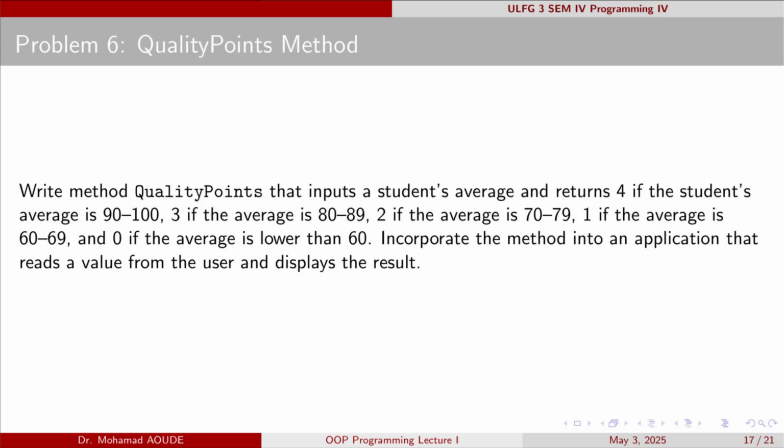Now we introduce decision-making with conditionals. Given a student's average grade, you classify it into a GPA tier from 0 to 4. This trains you in writing clean if-else logic, handling numeric ranges, returning results from a method, and performing classification algorithms, a precursor to future AI logic.